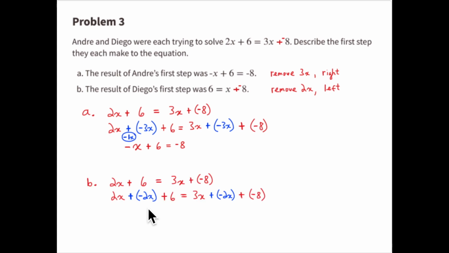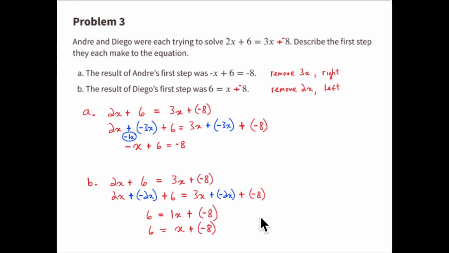Diego added negative 2x to both sides. Again, to keep them balanced, you have to add the same thing to both sides. So he is adding the additive inverse of 2x, which is a negative 2x. So 2x plus a negative 2x equals 0. And 3x plus a negative 2x equals 1x. So Diego ends up with 6 equals 1x plus negative 8. Remember, this 1x is just the same as x. And so 6 equals x plus negative 8.